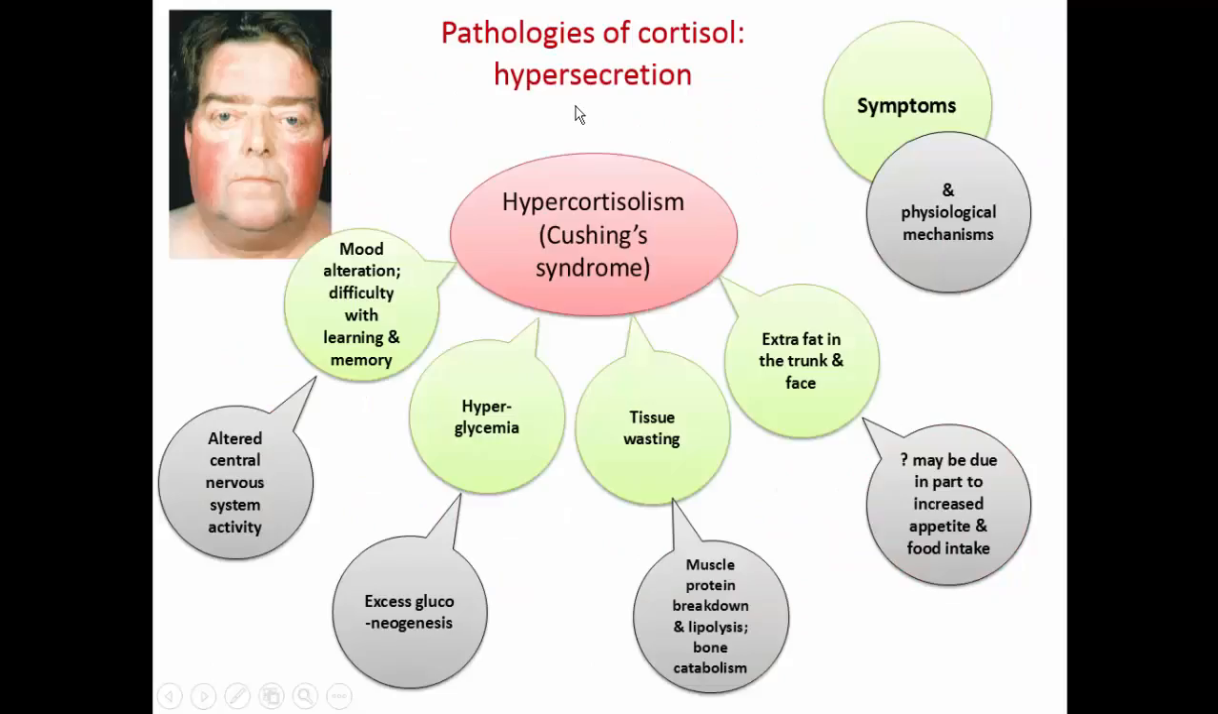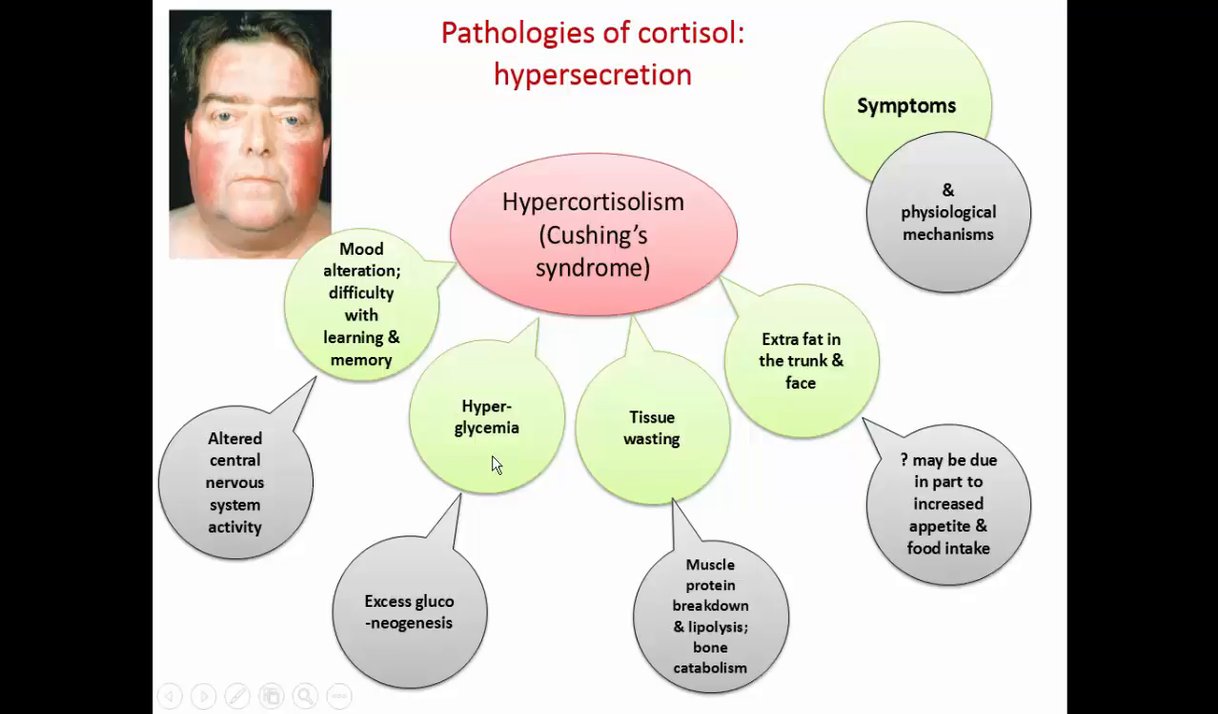Let's look at hypersecretion of cortisol in some more detail. Hypercortisolism is often referred to as Cushing's syndrome. So on this slide, we'll look at symptoms of hypercortisolism, shown in the green, and then look at what the physiological mechanisms are, shown in the grey, that lead to these symptoms. Someone who has high levels of circulating cortisol can suffer from mood alteration. They can have difficulty with learning and also memory. This is due to altered central nervous system activity.